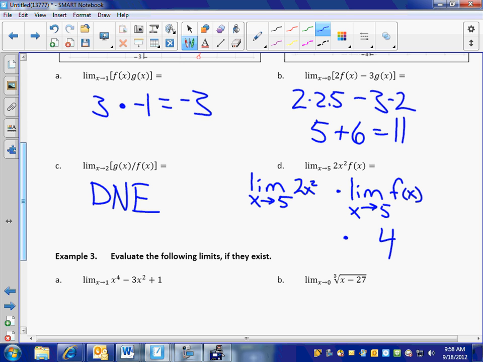Times, do you see the graph of 2x squared up there? No. Do we need a graph? Isn't this just a polynomial? And if you want to find the limit of a polynomial, what do you do with this number? Plug it in. So you have 5 squared is 25 times 2 is 50. So don't let that confuse you. It's just asking you, suppose you had the function 2x squared. Well, that limit would be 50, and we multiply by 4, we get 200. Any questions?